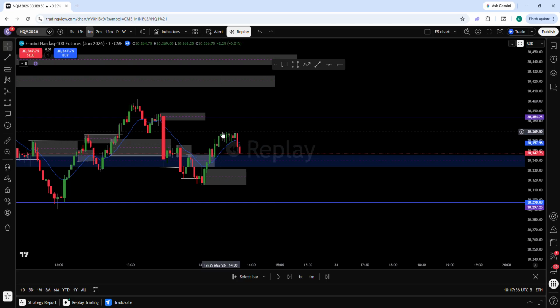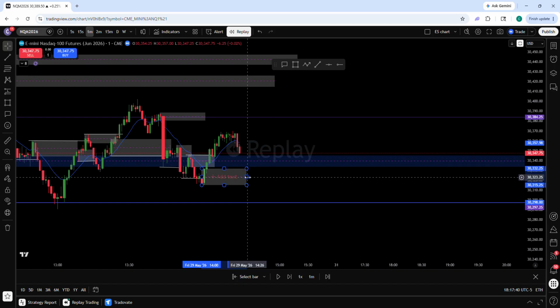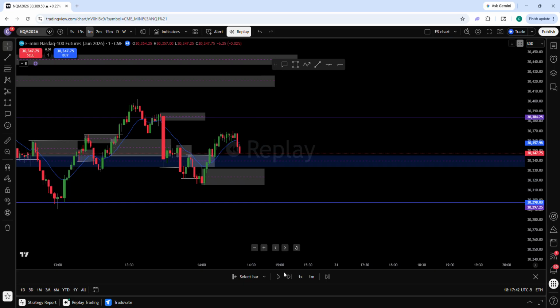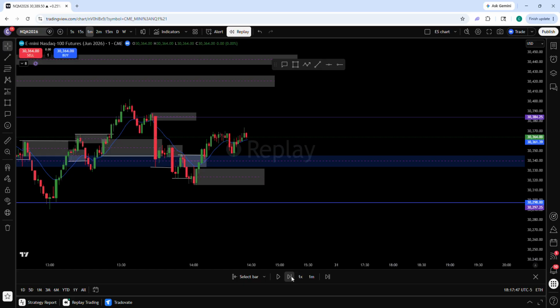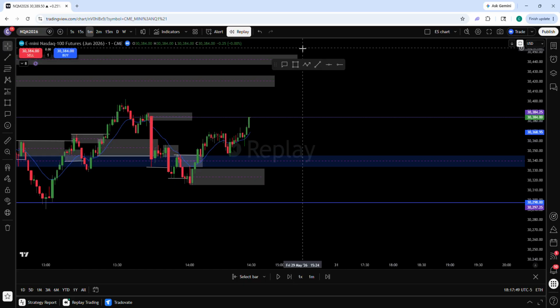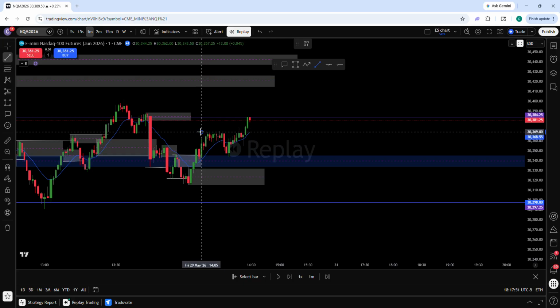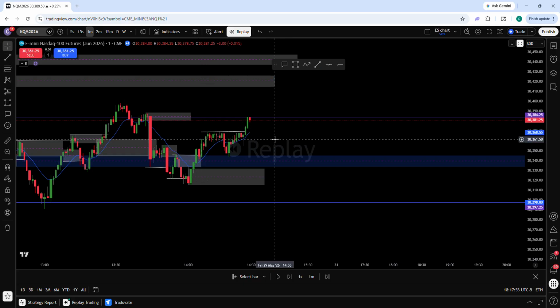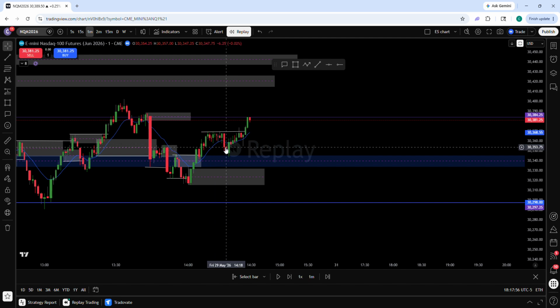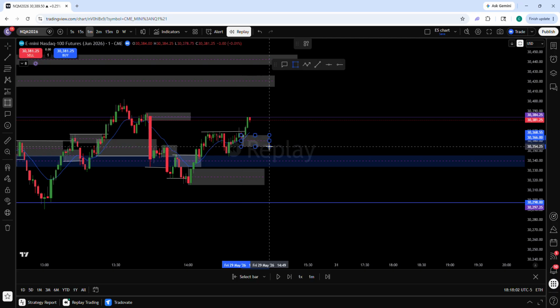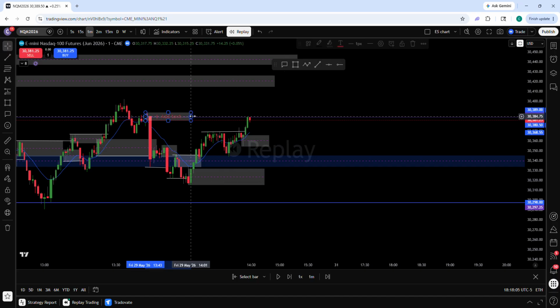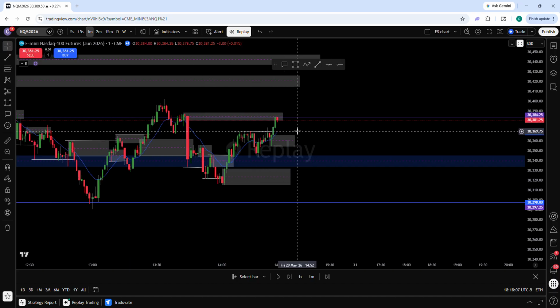So we come up, and we just kind of roll over, and we're coming back down. We're going to tag this area and go back up. Maybe, maybe not. There's your break. Valid break right there. Okay, we come up, roll over. Bam, there's your low. Right here. Low. Untapped zone. Ooh, there's that untapped zone.